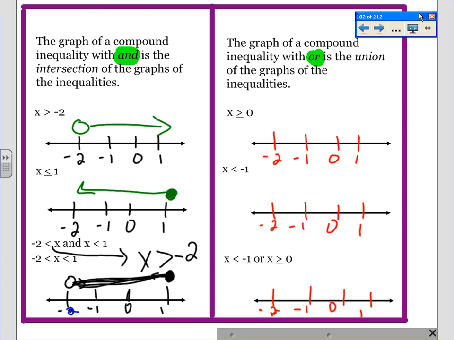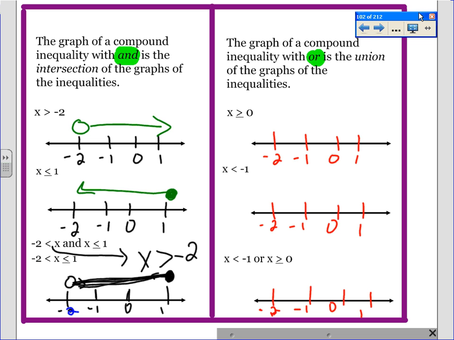While you're finishing that, on the right-hand side, the top says the graph of a compound inequality with OR is the union of the graphs of the inequalities. So this one is a union, it's OR. X is going to be either greater than something or less than something. So your arrows on this one are going to be going in opposite directions. It's one or the other. Okay, so let's start with a basic review, and then we'll kind of mush them together towards the bottom here.